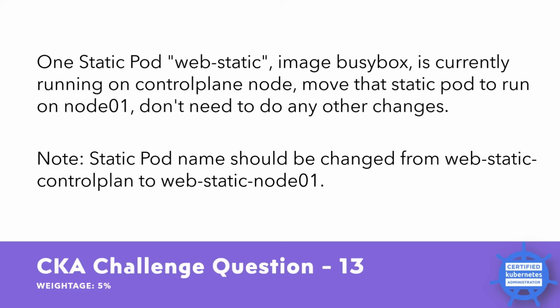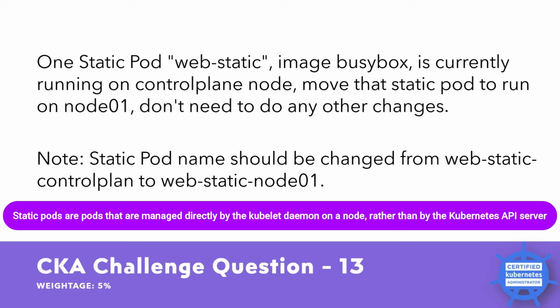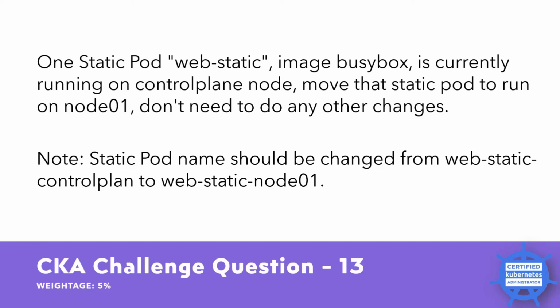The question is asking to move a static pod named web-static from the control plane node to another node named node01 without making any other changes. The static pod is currently running on the control plane node and using a Docker image called busybox. Static pods are pods that are managed directly by the kubelet daemon on a node, rather than by the Kubernetes API server. They are defined in a YAML file located in a specific directory on the node and are typically used for running essential system components such as kube-proxy and kube-dns.